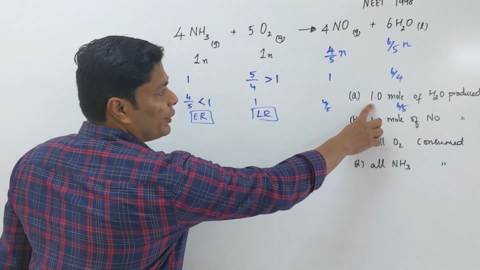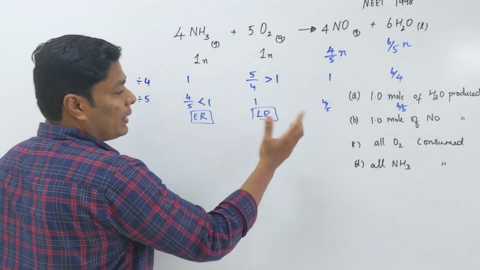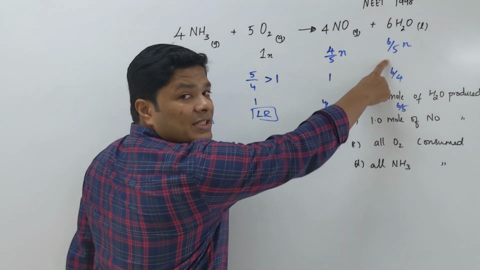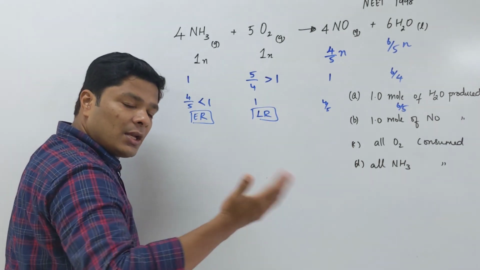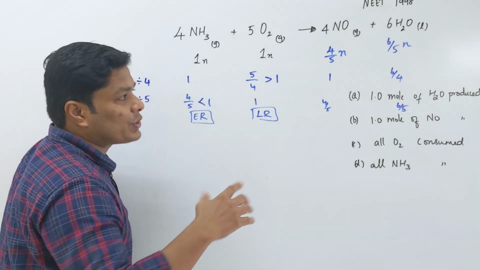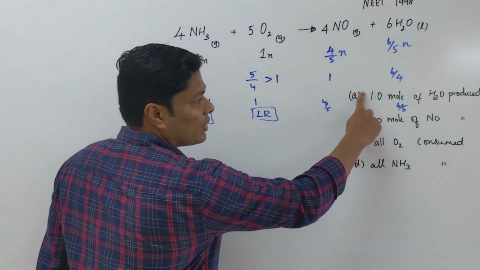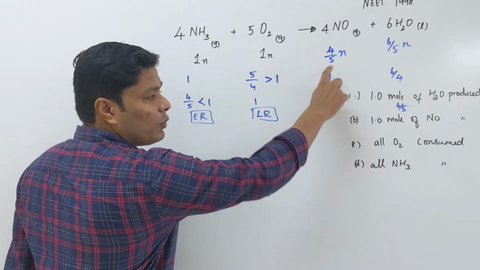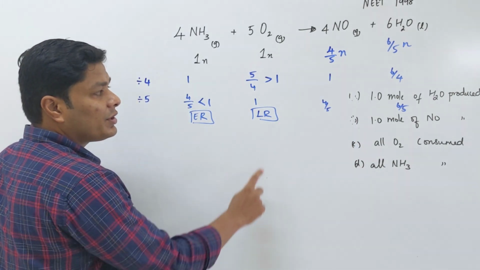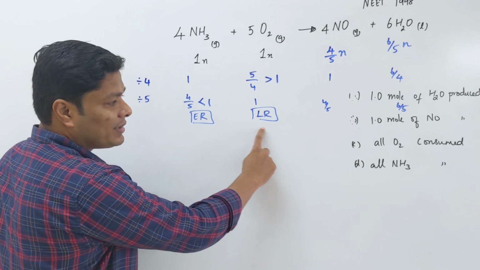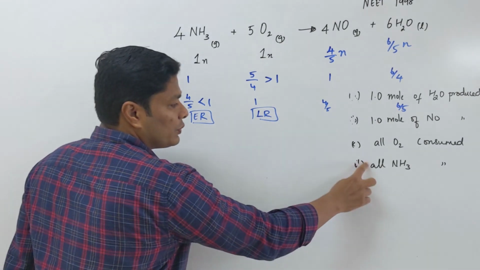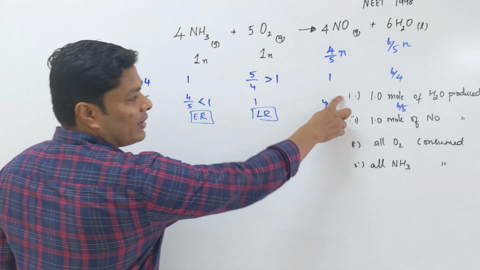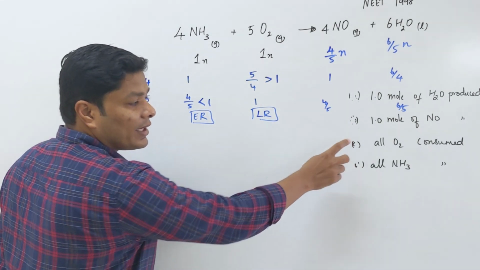1 mole of H2O is produced. Okay. Now I figured out my limiting reagent, and what is the amount of H2O produced? 6/5. 6/5 is not 1. Greater than 1, less than 1 doesn't matter. 1 mole is not produced. Coincidentally, it is greater than 1. So this is a wrong option. Second one, 1 mole of NO is produced. No, 4/5 moles of NO is produced. All oxygen is consumed. Yes, because it's a limiting reagent. All ammonia is consumed. No. So option C, or I like to call Charlie, alpha, beta, Charlie, delta. Charlie is the correct option.